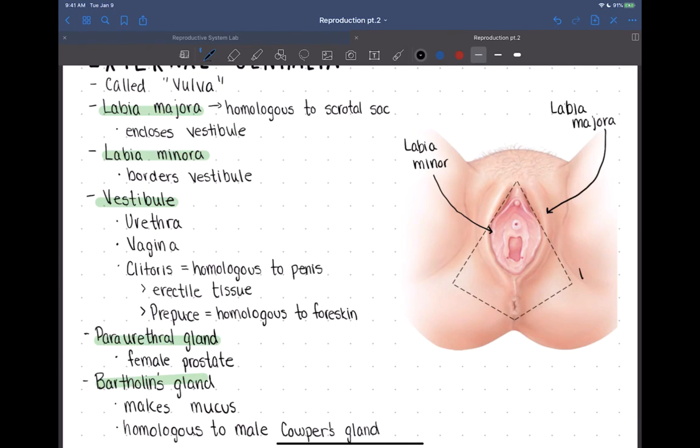So we have the opening for the vagina here, right? The opening for the urethra would be anterior to that here. And then the clitoris would be anterior to that here, okay? And so those three structures make up the vestibule, and they are surrounded by the labia, so the minora and the majora, okay?